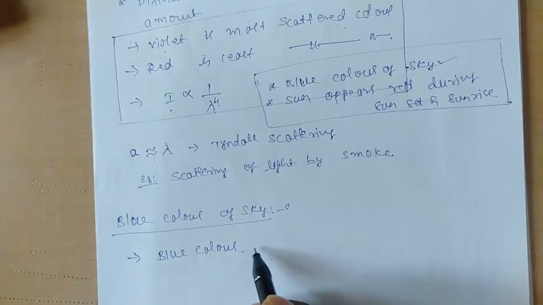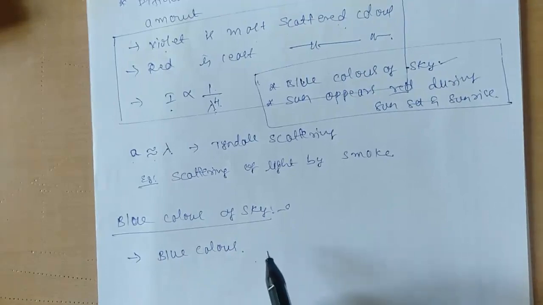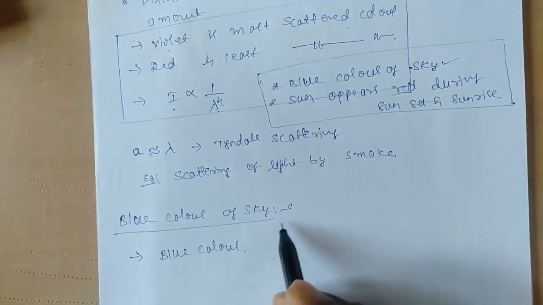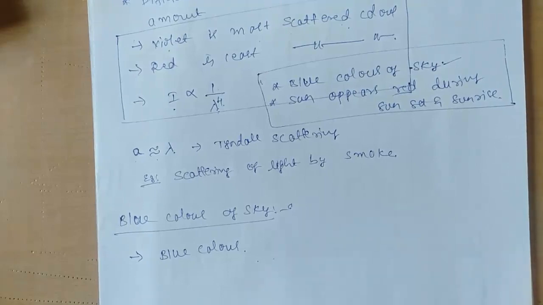Why? Because when we look at the sky, we receive the scattered light, and since our eye is not that sensitive to violet, it is the blue color that we receive at our eye, so the sky appears blue. Similarly, sea water also appears blue, because we are seeing the reflection of the skylight, so to some extent the sea appears blue due to Rayleigh scattering.